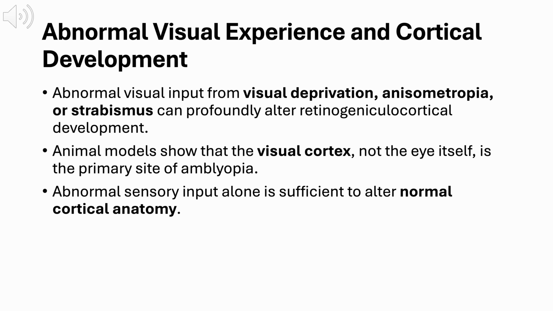In simple terms, the brain wires itself based on what it sees. If the visual experience is distorted or unbalanced during development, the brain adapts to that abnormal input, and those adaptations can become permanent if not corrected early.